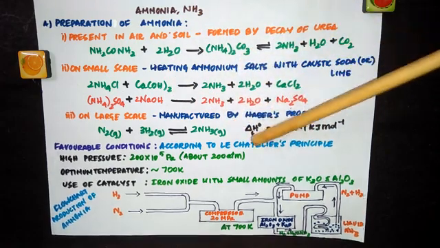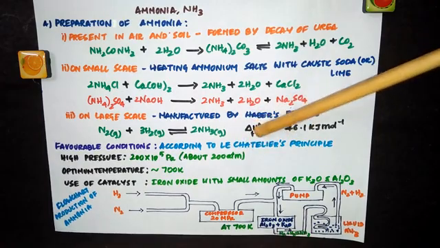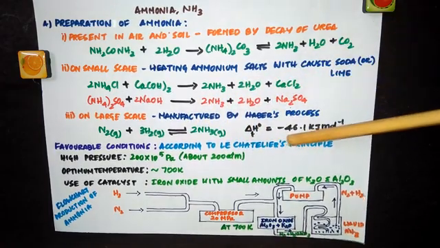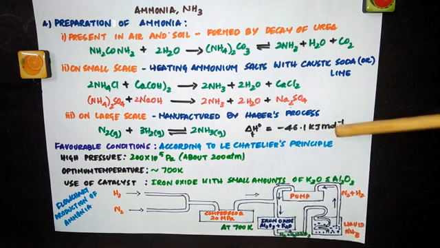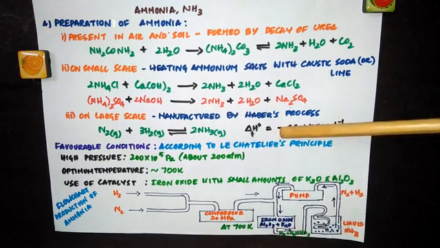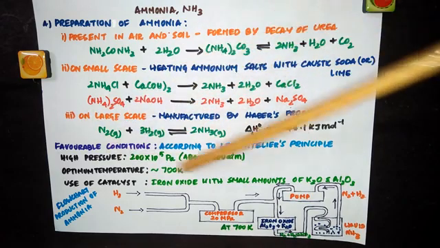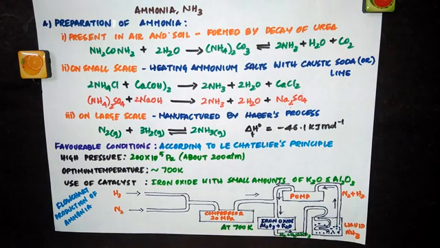So delta fH naught, which means enthalpy change of formation of ammonia, is equal to minus 46.1 kilojoule per mole. If it is minus here, then heat is given out. So that represents an exothermic reaction. If it is plus here, then it is endothermic, which means heat is taken inside. About this reversible reaction, we have learned about this in grade 11 under the topic chemical equilibrium.